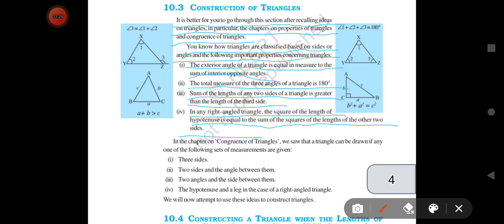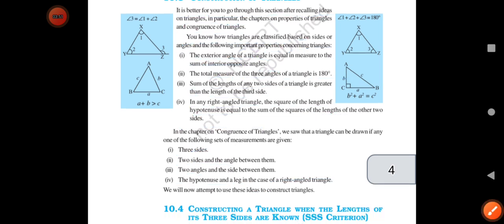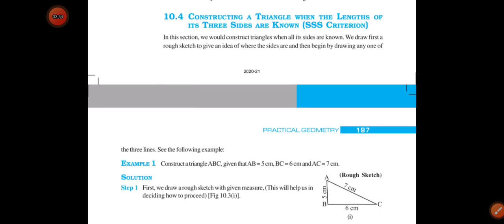In the chapter on congruence of triangles, we saw that a triangle can be drawn if any one of the following sets of measures is given. 1. Three sides. 2. Two sides and the angle between them. 3. Two angles and the side between them. 4. The hypotenuse and a leg in the case of a right angled triangle. We will now attempt to use these ideas to construct triangles.